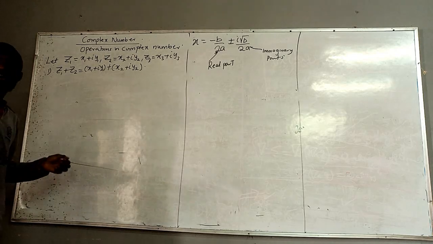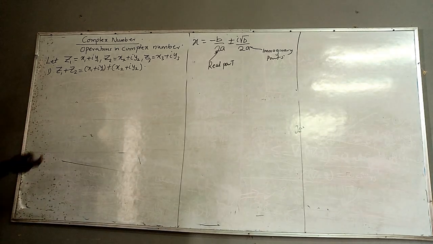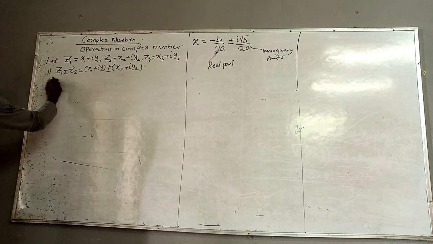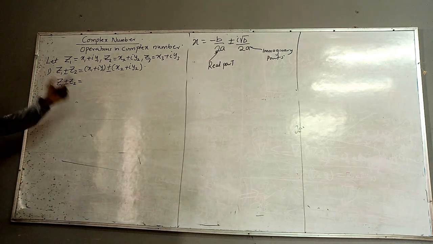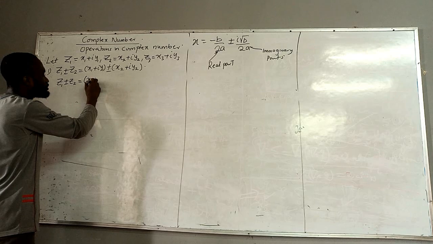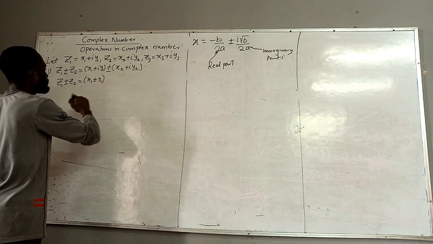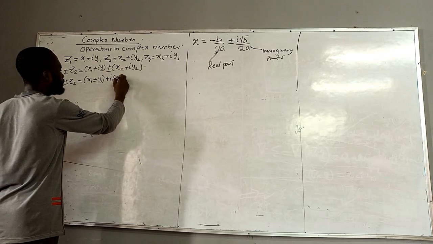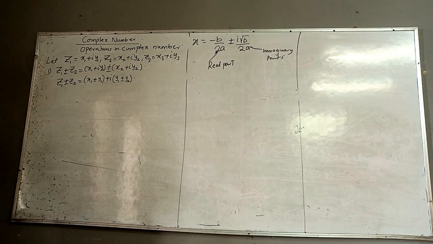Now if you are adding complex numbers together, you are going to add real with real and imaginary with imaginary. The same applies if you are subtracting. Let me just put plus or minus. At the end of the day, Z1 plus or minus Z2 will give me, since I want to combine real with real, x1 plus or minus x2, plus I times y1 plus or minus y2. That is the first operation.